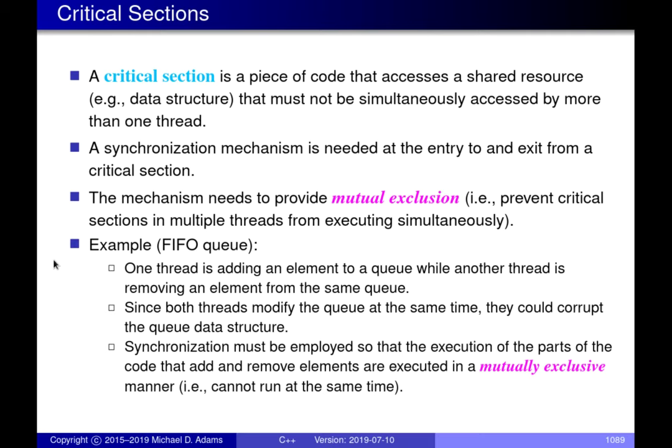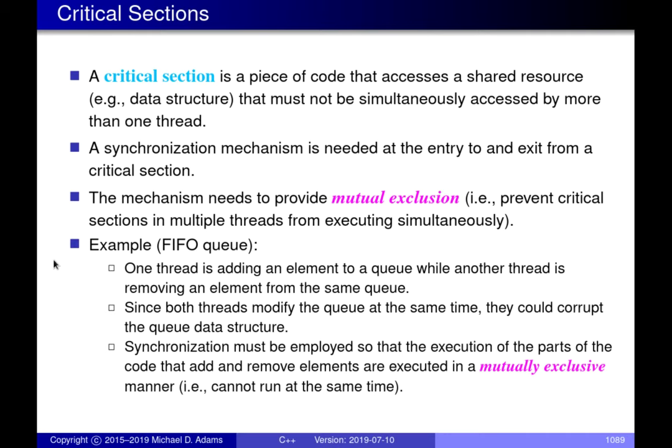So to give an example, suppose that we have a FIFO queue, in other words, a first in, first out queue, and it's shared between two threads where one thread is adding elements to the queue while another thread is removing elements from the queue. There's the potential that one thread could be adding an element to the queue at the exact same time that another thread removes an element from the queue. And if this happens, there's the possibility that the queue data structure could get corrupted because there could be race conditions, there could be data races, all kinds of bad things could happen.